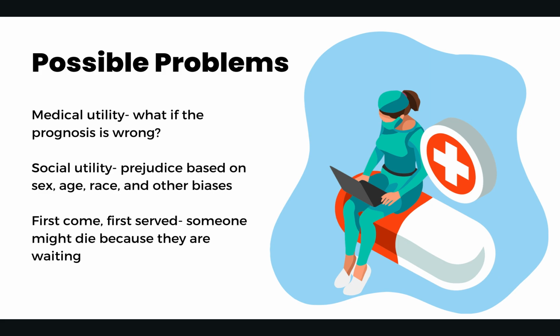How do we make that decision? And, there are many ways it can be prejudice based on sex, age, race, and other biases. First come, first served, the problem is someone might die because they are waiting, and we might have been able to save them if we had treated them first. So all of these ways of allocating resources in the micro setting, so in a small setting, they all come with their own problems.